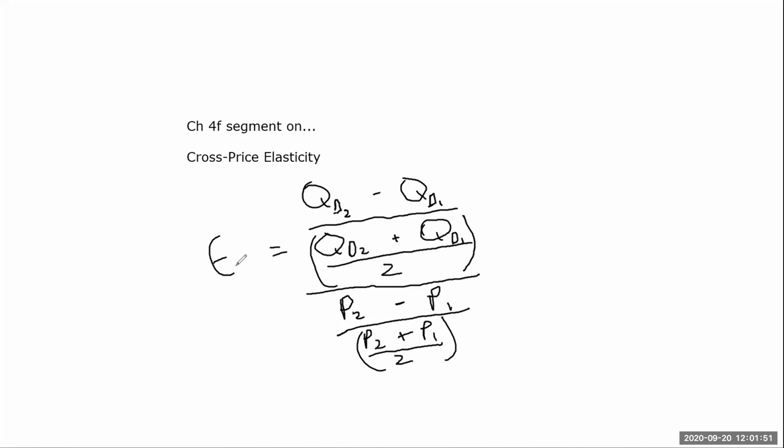So this is now going to be the cross-price elasticity AB. It's the change in the quantity demanded of A: QD2A minus QD1A over the average, QD2A plus QD1A divided by 2. But it's due to the change in the price, not of A, but the price of something else, so the price of B: P2B minus P1B divided by the average price, P2B plus P1B divided by 2. So that's my cross-price elasticity formula.